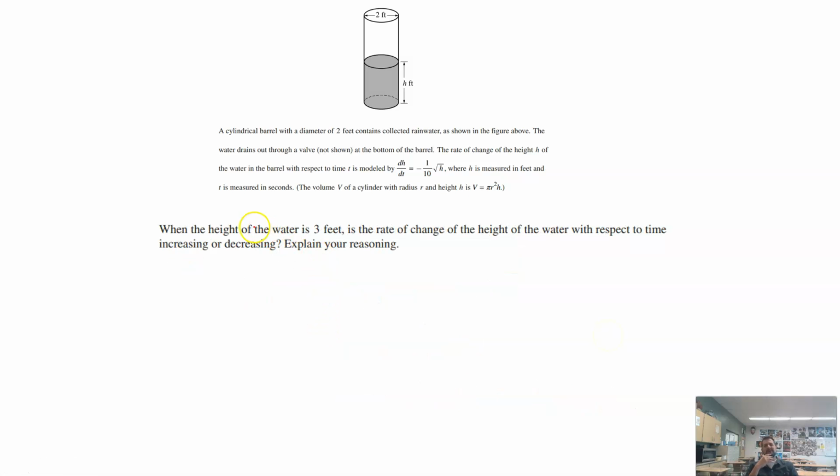The second one wants to know, when the height of the water is 3 feet, is the rate of change of the height of the water with respect to time increasing or decreasing? In other words, is this increasing or decreasing? So I need to take the derivative of that, so I'd get d squared h over dt squared. This is where this gets tricky. I take the derivative like I normally would, so I get -1/10 times, that's h to the 1/2, so the derivative of that is 1/2 times h to the -1/2. We're multiplying by that, but because we're taking it with respect to time, I need to put dh/dt on the end.